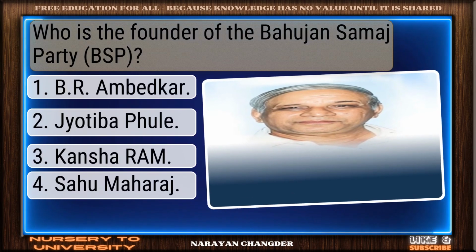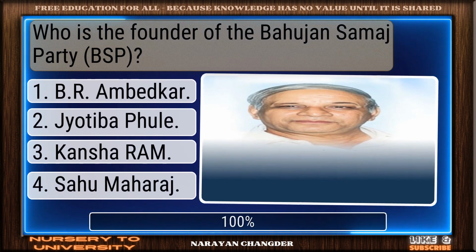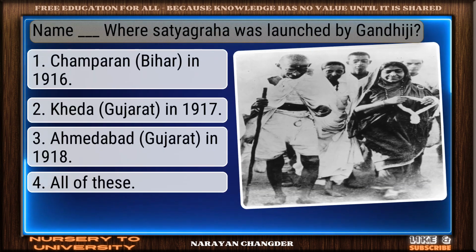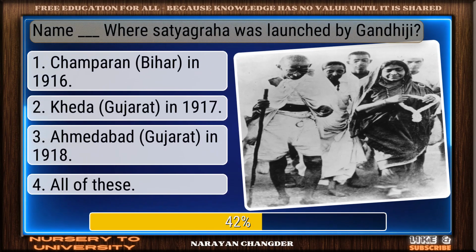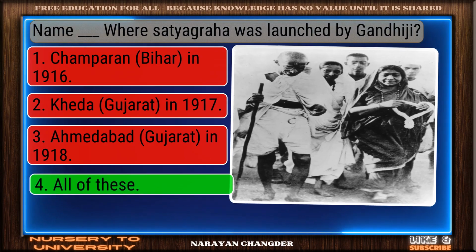Who is the founder of the Bahujan Samaj Party? Smart move. Kanshi Ram is the accurate answer. Name the place where Satyagraha was launched by Gandhiji. Nicely done. All of these is solid.